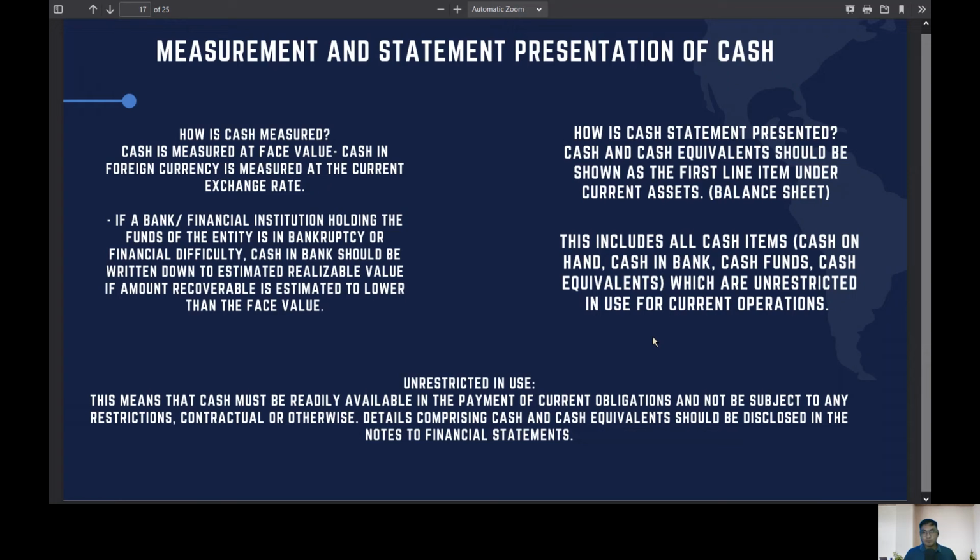And then, in presentation, details comprising cash and cash equivalents should be disclosed in the notes to financial statements. 'Di ba nga sa balance sheet, naka-show siya as cash and cash equivalents sa first line. Hindi kumpleto kada transaction mo ilalagay. Kunwari, cash in bank ganito, ganyan, masyado mahaba. So, i-disclose mo siya sa notes to financial statements, yung mga breakdown ng cash and cash equivalents.